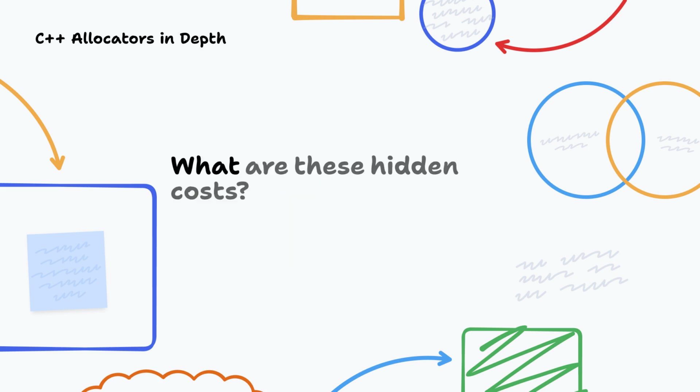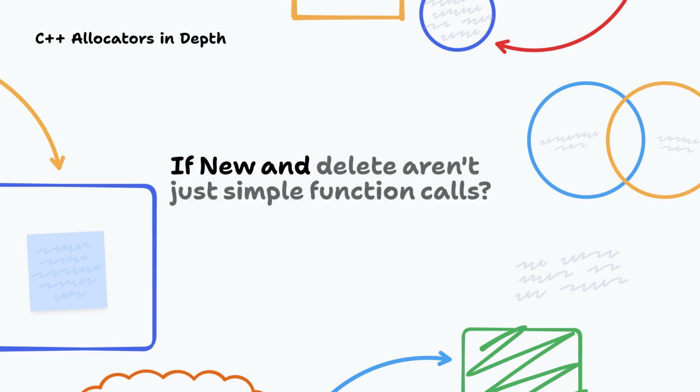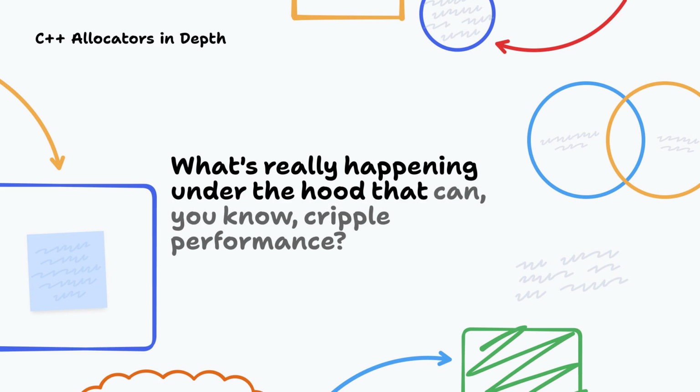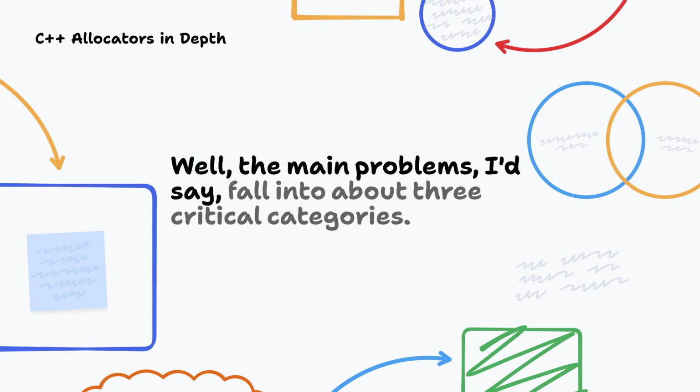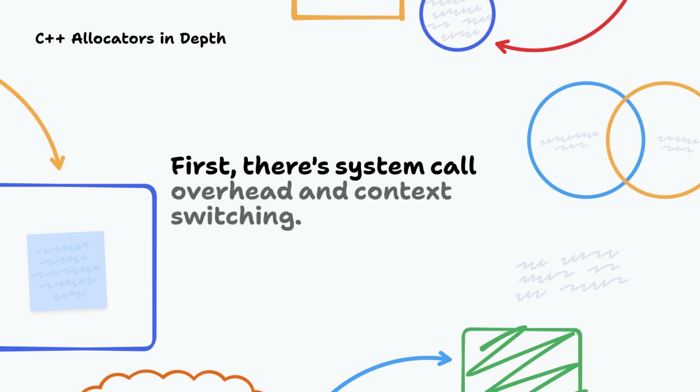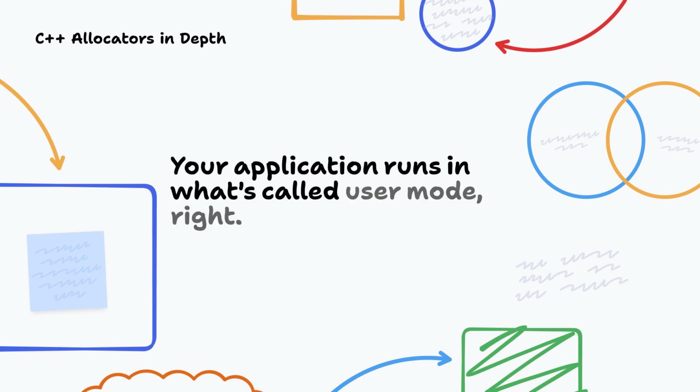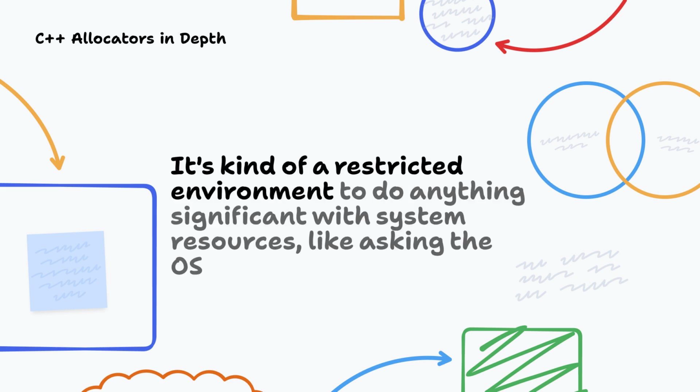So let's get into it. What are these hidden costs? If new and delete aren't just simple function calls, what's really happening under the hood that can cripple performance? Well, the main problems, I'd say, fall into about three critical categories. First, there's system call overhead and context switching. Okay. Your application runs in what's called user mode, right? It's kind of a restricted environment.